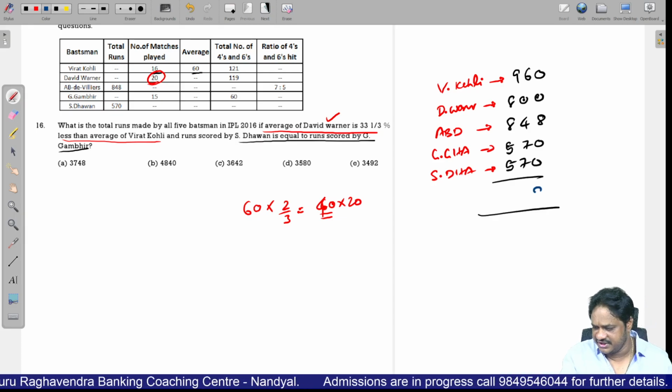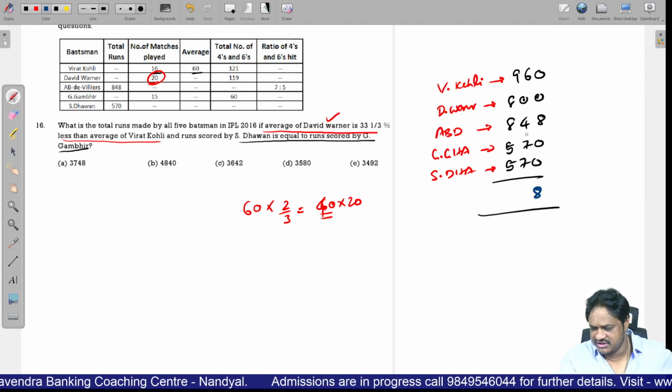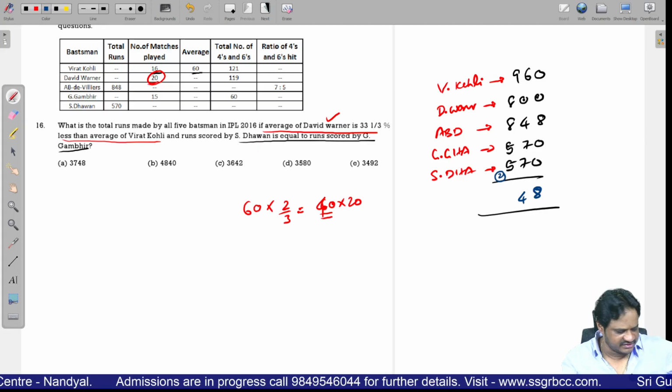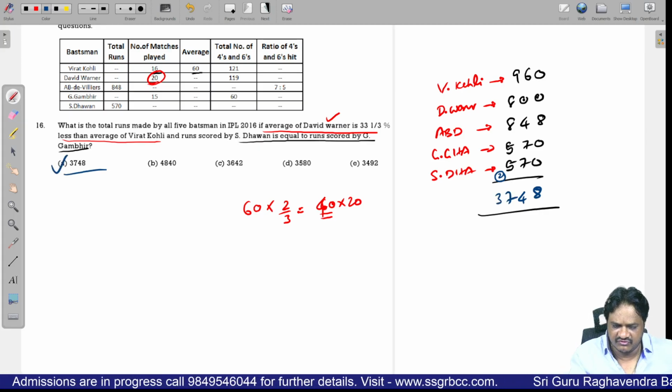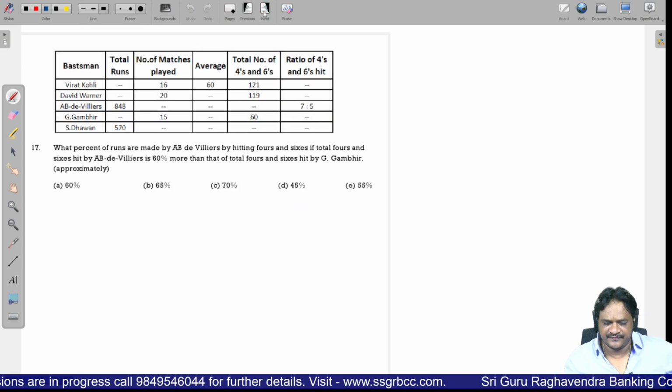If you do the total, that is 8, 7 plus 7, 14, 18, 24, 2 plus 5, 7, 12, 20, 28, 37. It is 3,748 runs. Option 1. Next.